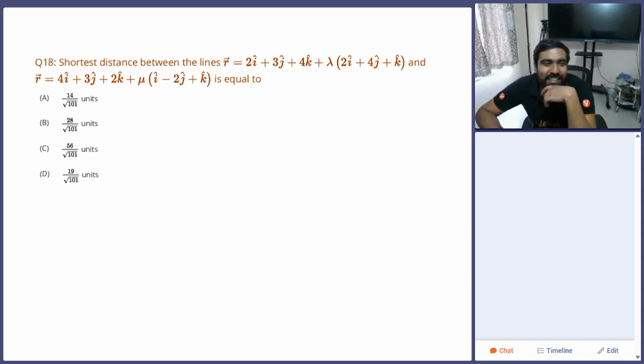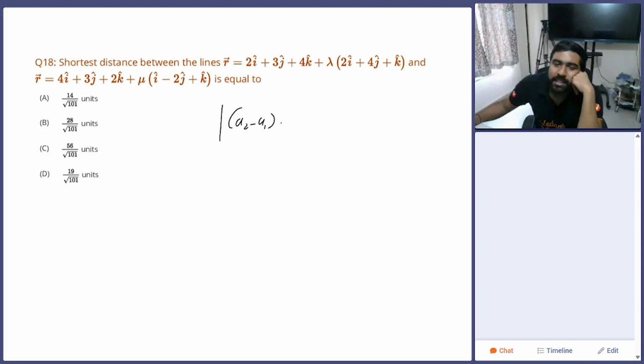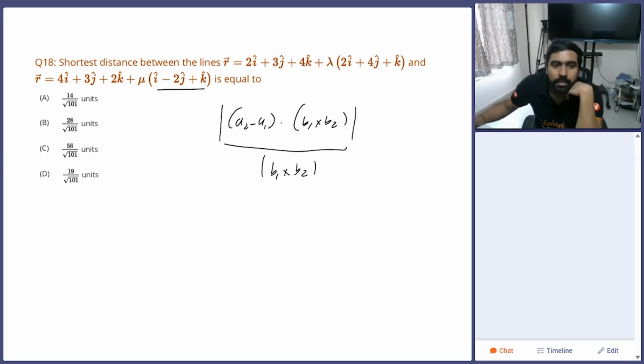Okay. So moving on. Two lines, shortest distance between the lines. Straightforward, we have (A2 minus A1) dot (B1 cross B2), where A2, A1 are the points and B1, B2 are the direction ratios of the lines, divided by magnitude of B1 cross B2. First of all, obviously I need B1 cross B2. Let's first get B1 cross B2. So what is B1 cross B2?